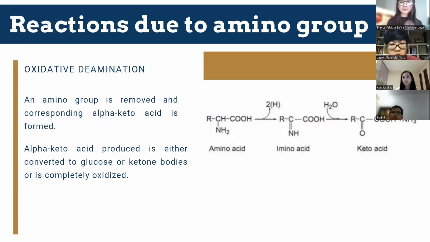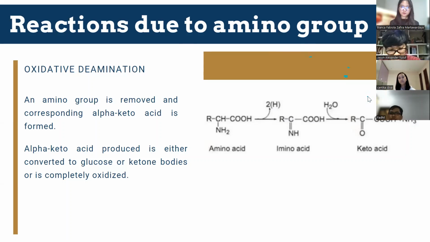The next is reaction due to amino acid. First is reaction due to amino group. Oxidative deamination: an amino group is removed and the corresponding alpha keto acid is formed. The alpha keto acid produced is either converted to glucose or ketone bodies or is completely oxidized. As you can see in the picture, first is the amino acid, and then 2 atoms of hydrogen are removed, becoming an imino acid, and then water is added to the equation and it becomes a keto acid.